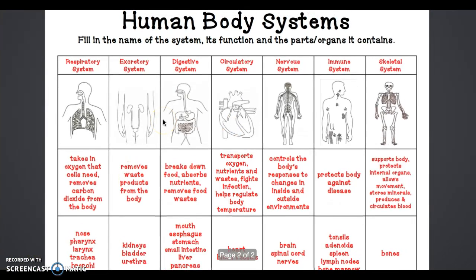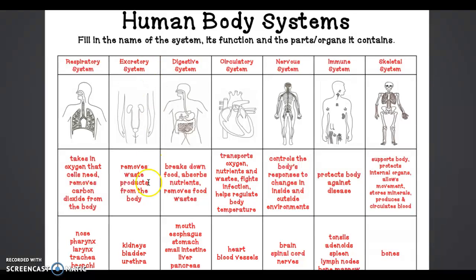Okay, here's your chart. The respiratory system is first. This takes in oxygen that cells need and removes carbon dioxide from the body. Make sure you have that it takes in oxygen and removes carbon dioxide. The nose, pharynx, larynx, trachea, bronchi, and lungs. Obviously the lungs are the biggest organ, the most important, but you need to know if any of these are mentioned when they're talking about the respiratory system. Usually they will just focus on the nose and the lungs, though.